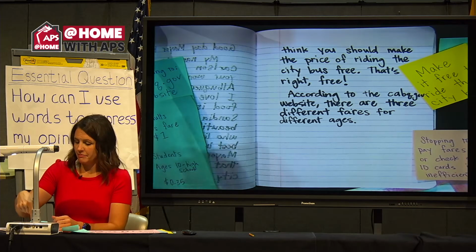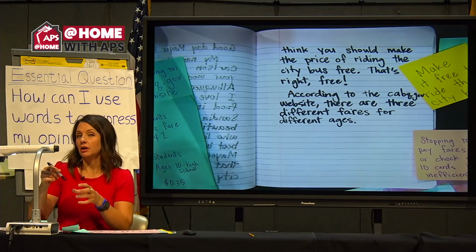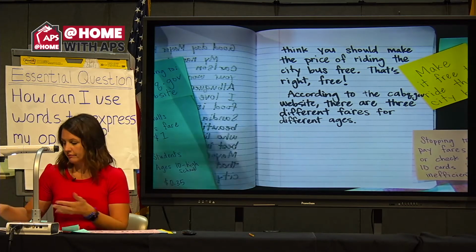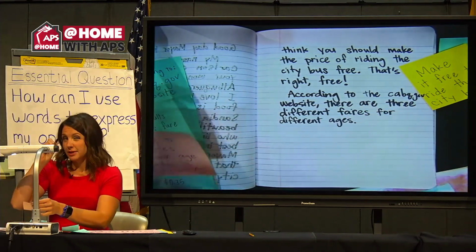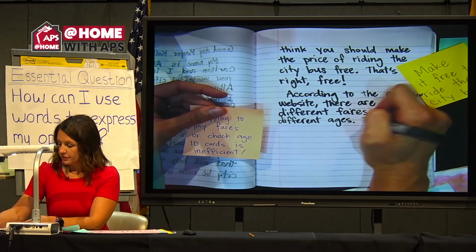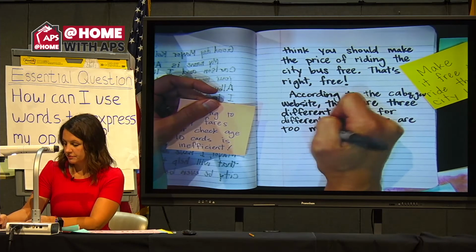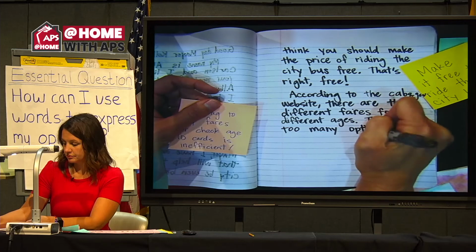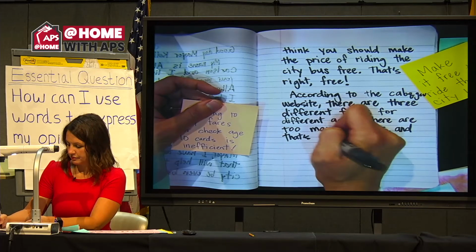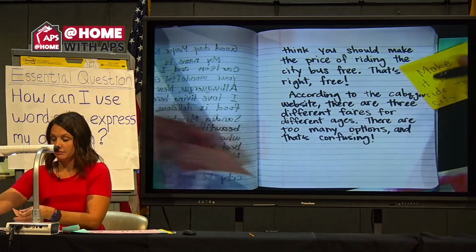Now, I should put in my specifics. I should say what adults pay, what college students pay, what middle school and high school students pay. It's so confusing. I'm going to skip ahead and get to my reason. There are too many options, and that's confusing. That supports my opinion that you should make it free.